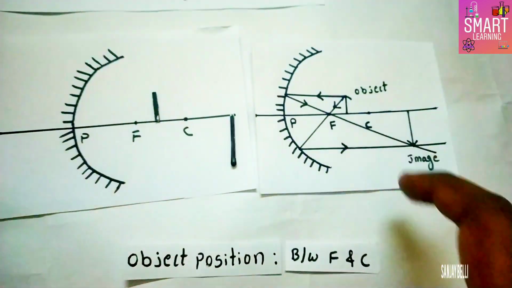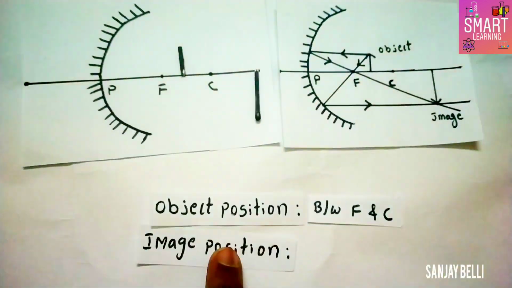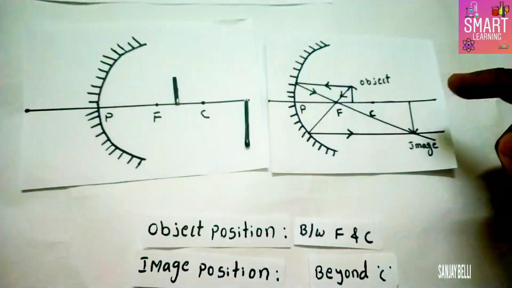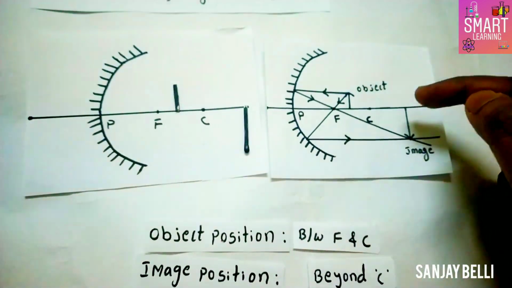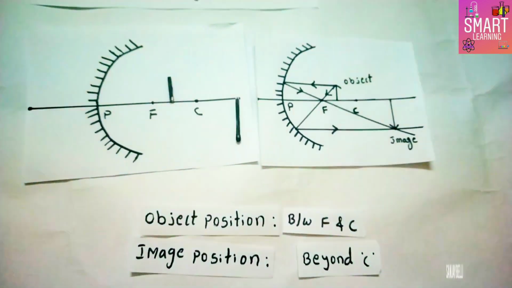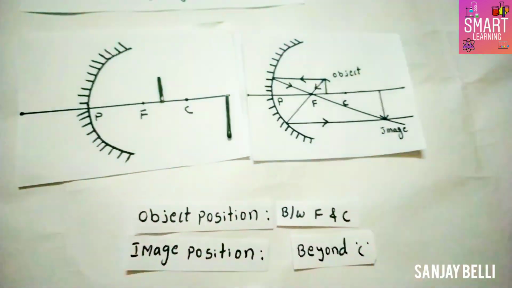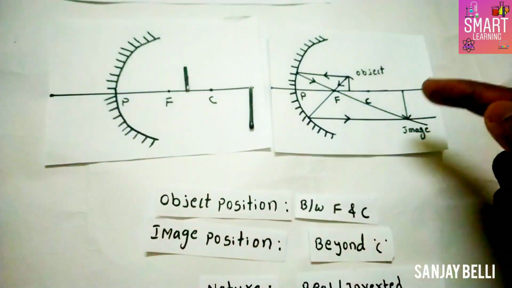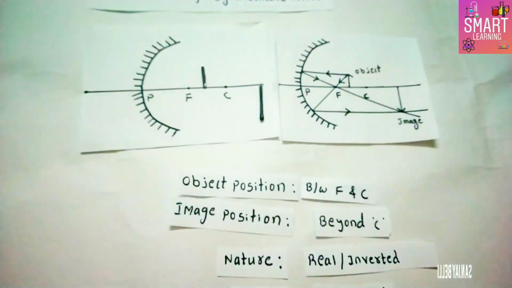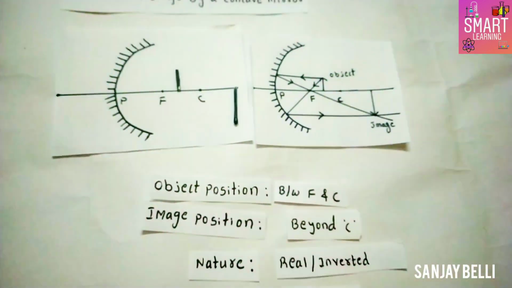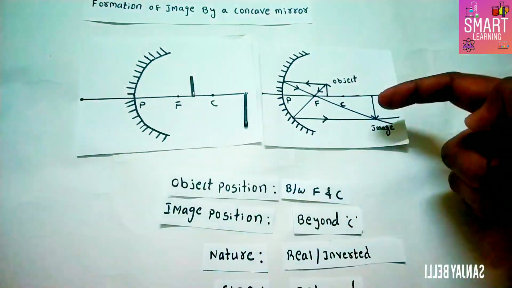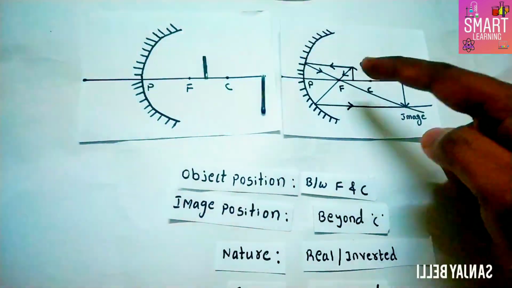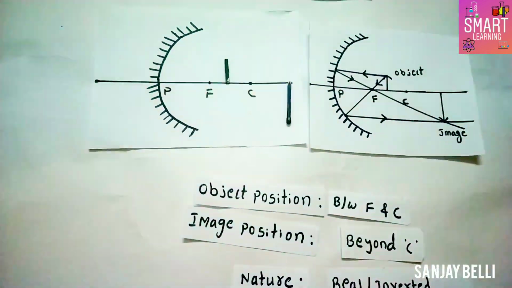Where an image is obtained? Look at the diagram and say where the image is obtained. An image is obtained beyond C. What about its nature? If an image is obtained below the principal axis, it is real and inverted. What about its size? It is enlarged. So when you place an object between F and C, the image will be obtained beyond C, and its nature is real and inverted. By using rule 1 and rule 2 we completed this.